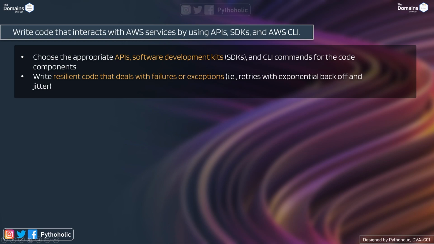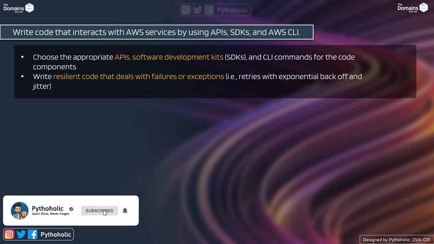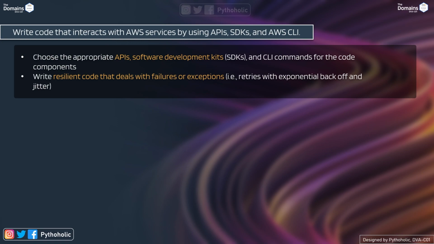Well, this is also very important for our day-to-day work. The next one that we have is write code that interacts with AWS services by using APIs, SDKs, and AWS CLIs. And I think this is one of the most useful things that we can implement in our daily jobs as well. So this is very good. So write resilient code that deals with failures or exceptions. The first thing is choose the appropriate API, software development kit or SDK, and CLI commands for the code component that you need to make use of, or if you are currently in an organization that already has a specific set of SDKs, then you can also make use of it.